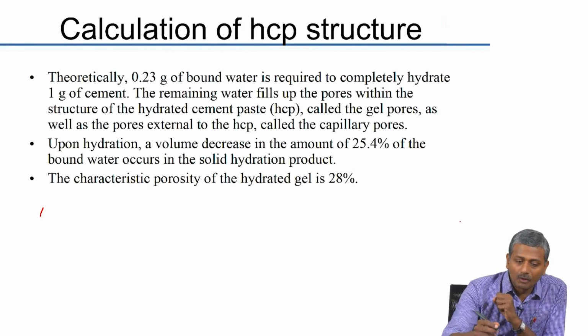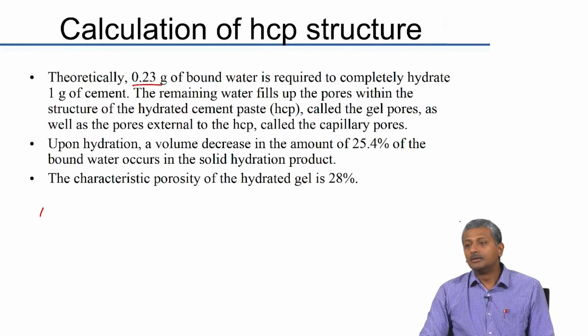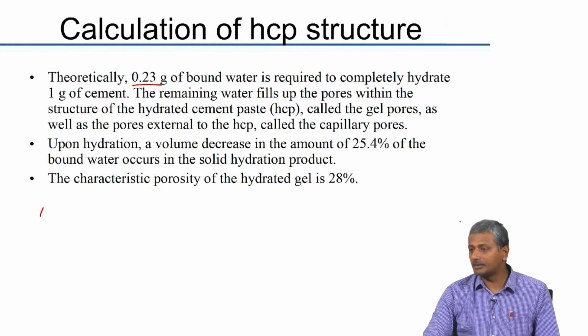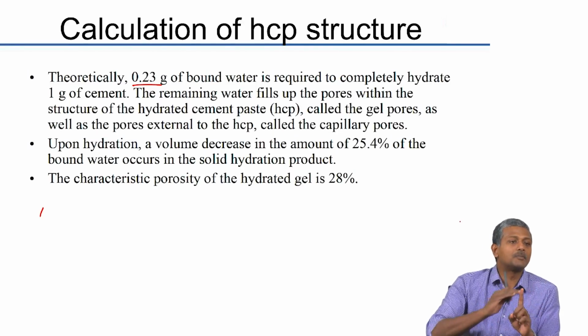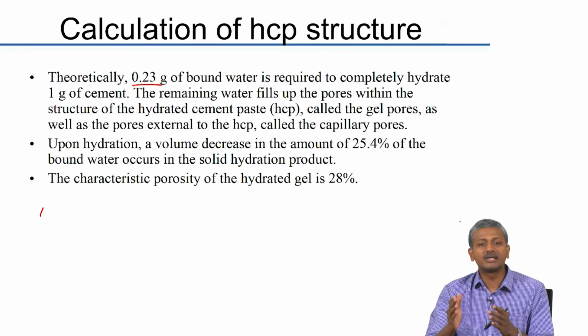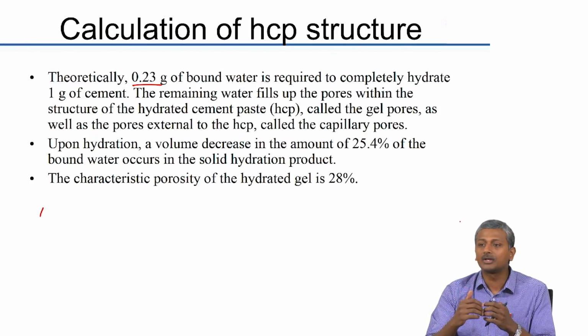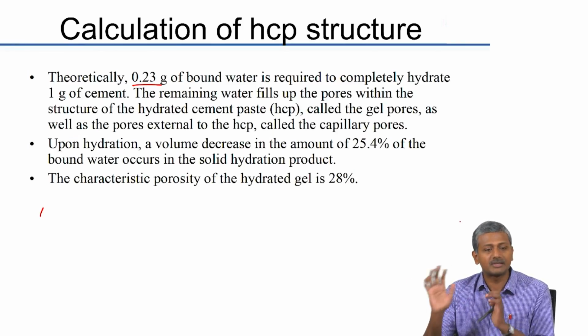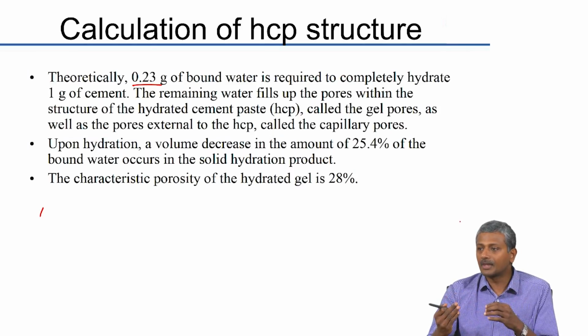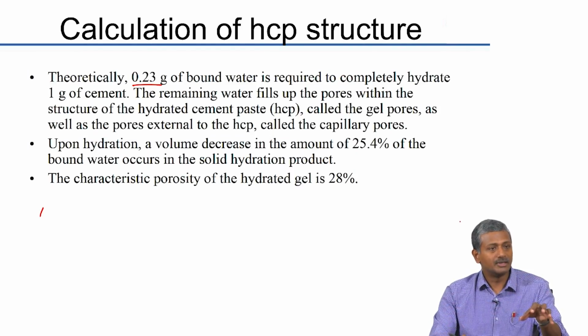Okay. First of all, theoretically 0.23 grams of bound water is required to completely hydrate 1 gram of cement. So if we take 1 gram of cement and say that 100% hydration is happening, then that 1 gram of cement needs exactly 0.23 grams of water. In other words, 0.23 is the water cement ratio that is required to completely hydrate 1 gram of cement. Now whatever extra water that we add in the system fills up first the gel pores, and then it will fill up the capillary pores. Okay.